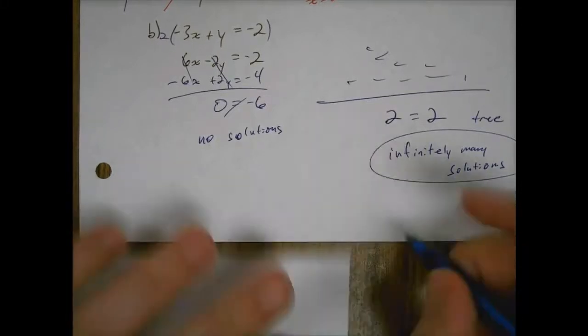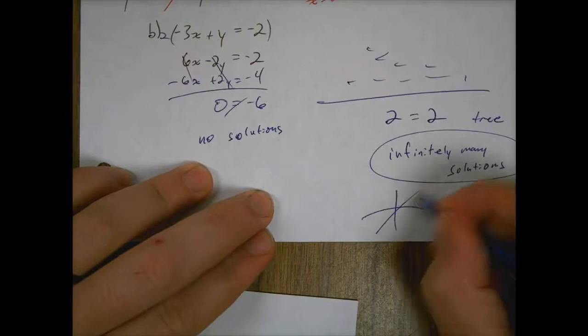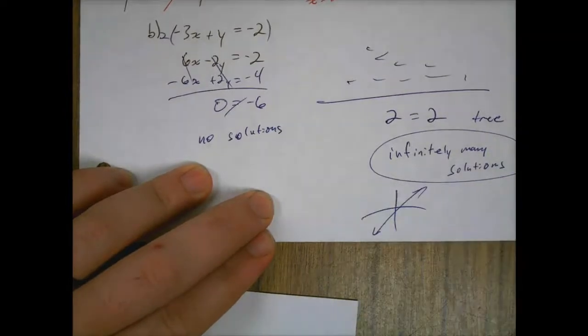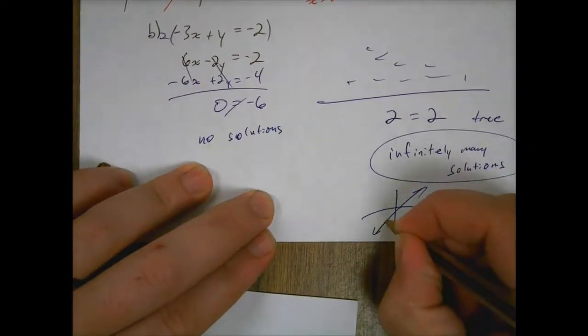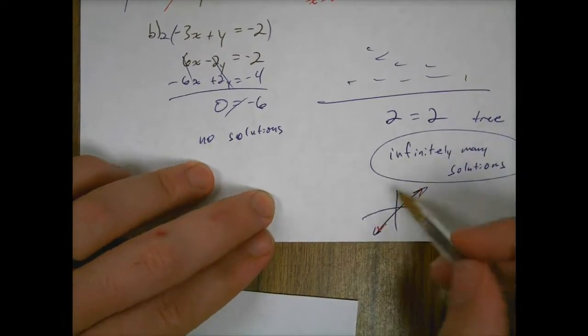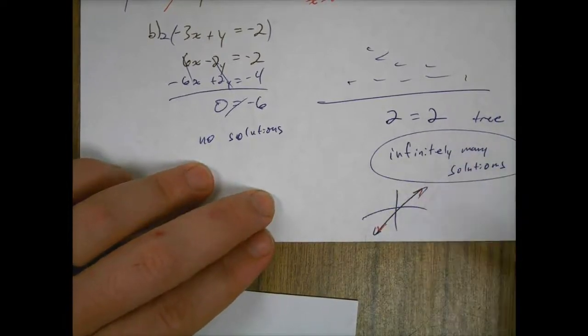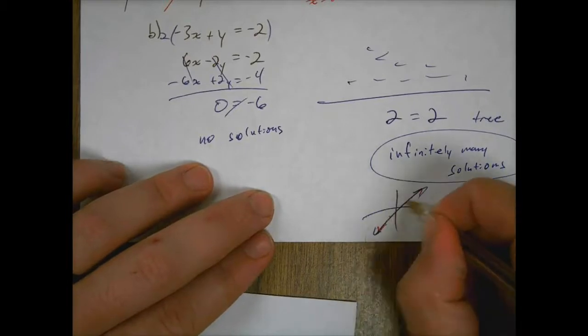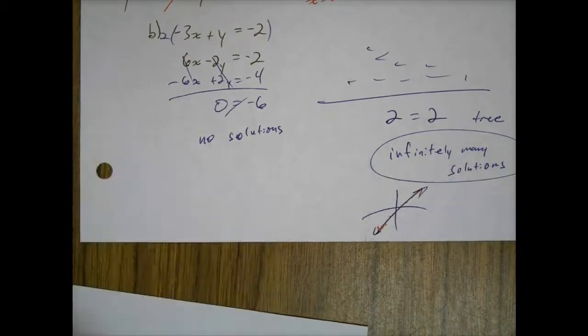So remember, from graphing, that is when we would have a line and we would have the exact same line. So all that really means is that no matter where we are on either one of these lines, it works for both of them because they share every single point together.